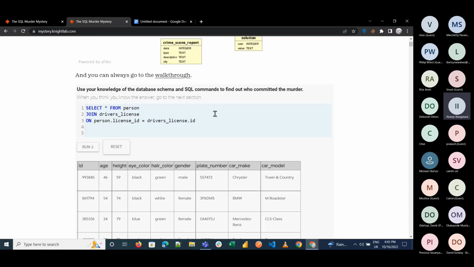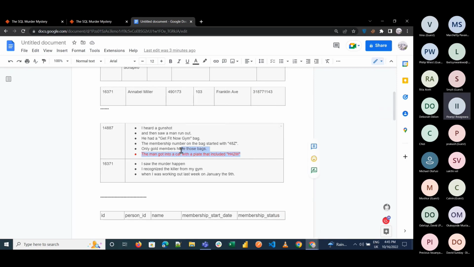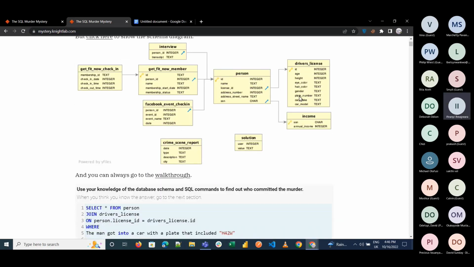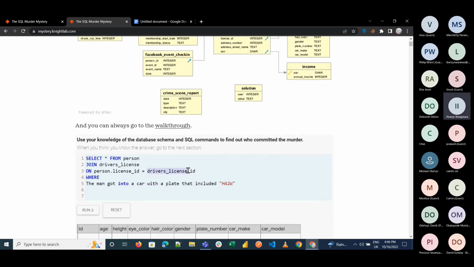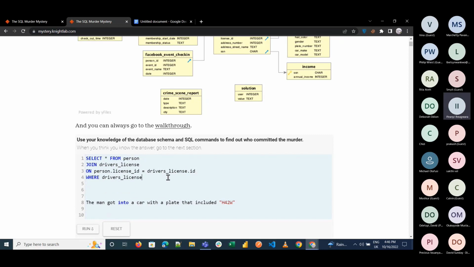So the next thing we're going to do is, we have our ID number and license number. So let's take a look at that very last clue. The last clue told us the plate number of the car the person got into. So let's say where the plate number, and the plate number is found on what table? The plate number is found on the driving license table.